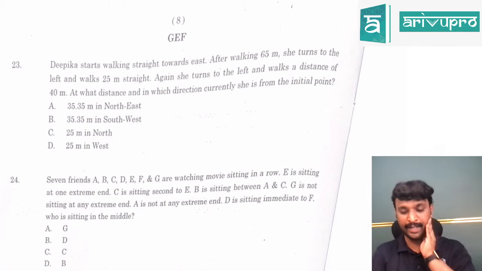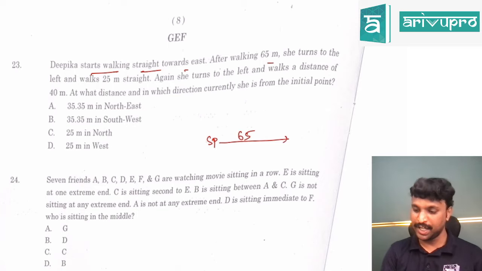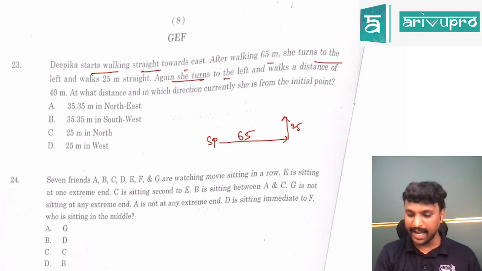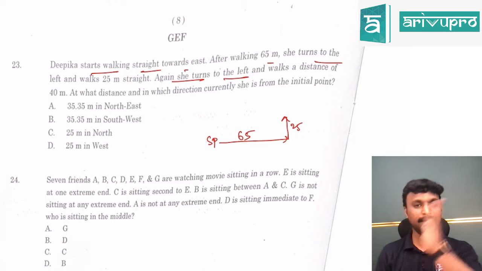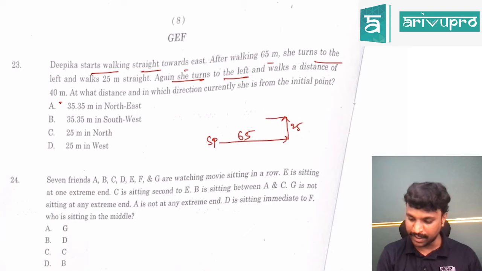Question number 23. Deepika starts walking straight towards east. So from the starting point, she walks towards east. How many meters she walks? 65 meters. She turns to the left. Left means upwards. How many meters she goes? 25 meters. And then again she turns to the left. Left means our left only. So how many meters she goes? 40 meters. So she turns left and walks 40 meters.